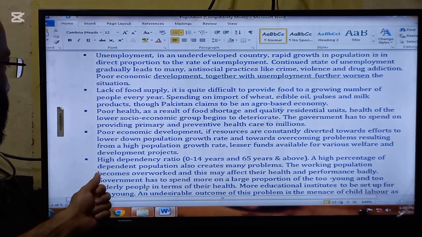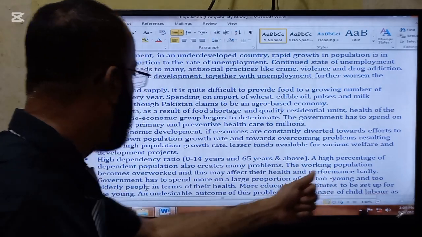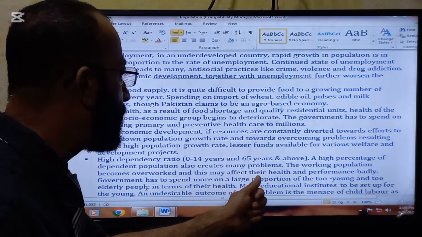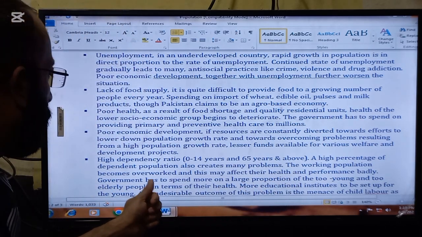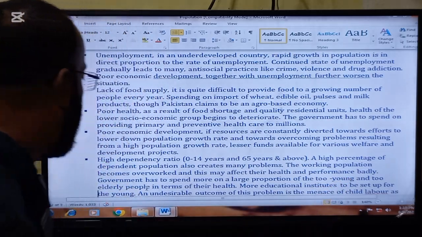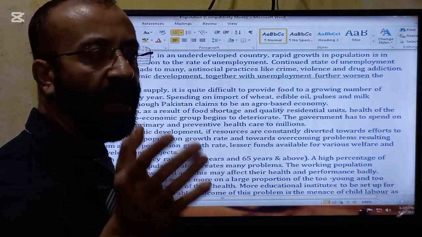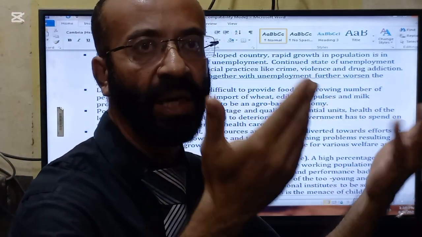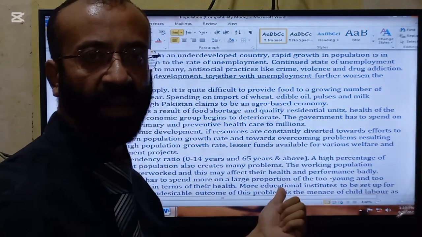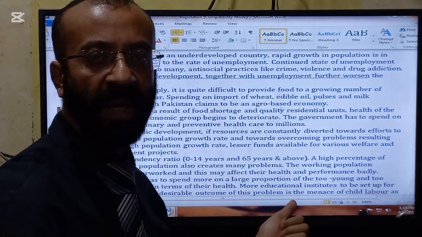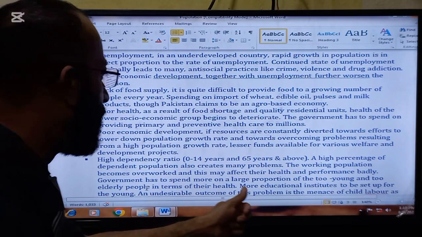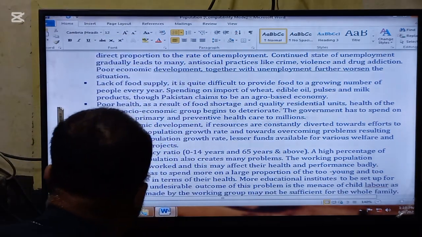Next is high dependency ratio. A high percentage of the dependent population also creates many problems. The working population becomes overworked, and this may affect their health and performance badly, because one person is earning and many persons are dependent on the person who is earning. So the health and performance of the leading person deteriorates. Government has to spend more on the large proportion. So these are the problems, students.